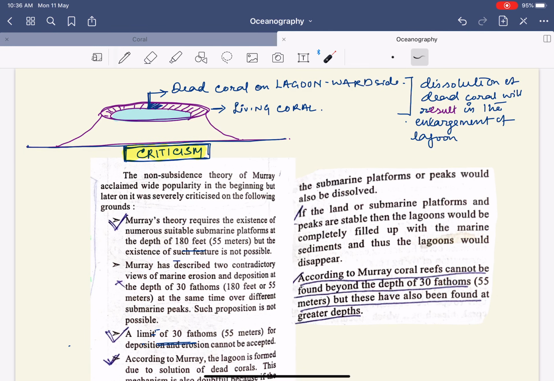Basically, you can have a question about the coral reefs and the theories that have been suggested with respect to the rise of the coral reef or the formation of the coral reef.